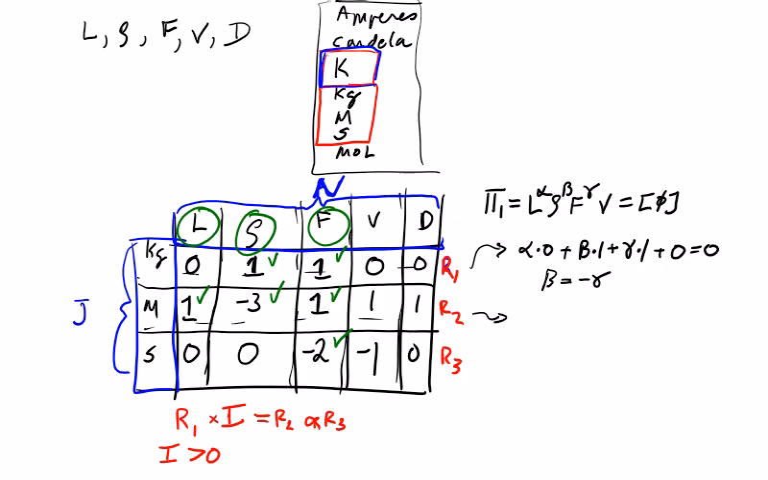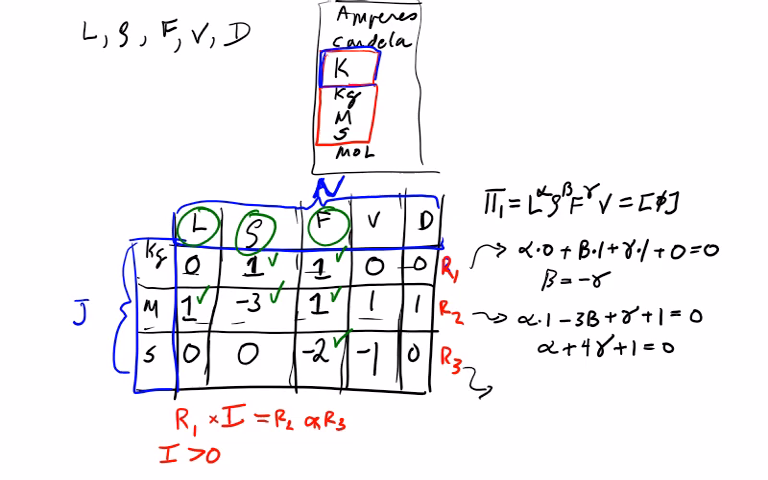Now we do row 2. Row 2 says alpha times 1 minus 3 beta, plus gamma plus 1 has to equal 0. So this is a little bit more complicated. We know that beta has to equal minus gamma, so we could say that this is alpha plus 4 gamma, plus 1 has to equal 0. And so that gives us an insight. We'll solve this in a second.